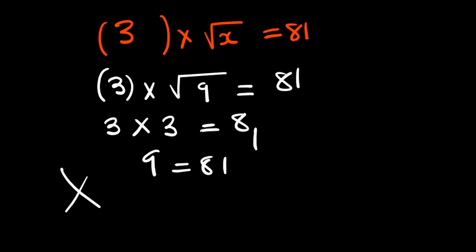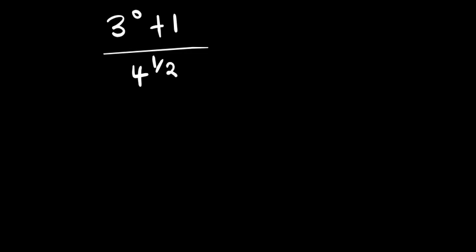Okay, I think we've solved almost all the combinations. Maybe let's just solve the last one, which has fractions, then we are done. Okay, let's say you are given 3 to the power 0 plus 1 over 4 to the power half. What is it going to give us?